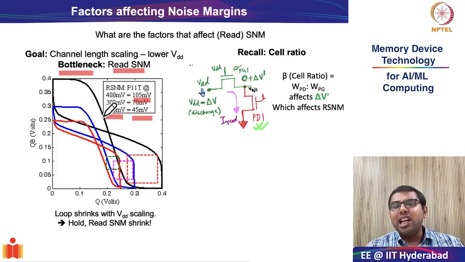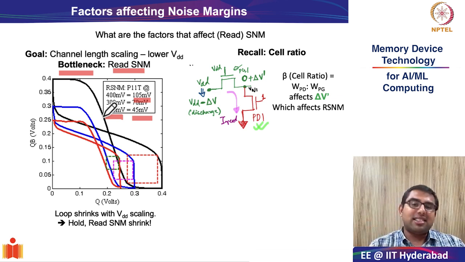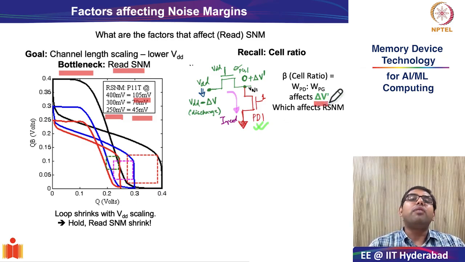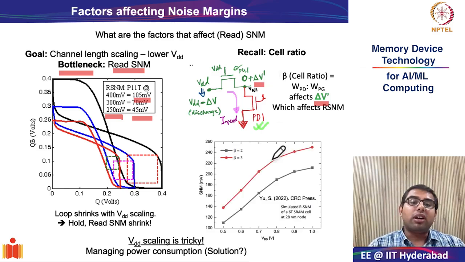Of course, this can be managed to a certain extent by improving the cell ratio of the SRAM cell. Remember, the cell ratio is that which affected the delta V dash. Delta V dash was the internal disturbance caused in the storage node V1 or VN1. And because this distortion in delta V dash is what affects static noise margin, as we saw in the previous slide, by improving the cell ratio, you can somehow try to manage the read static noise margin. And this is what is indicated in this particular graph.